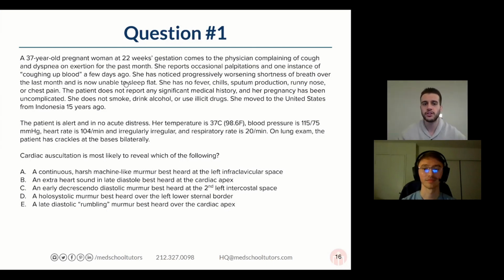So what they're referring to here with this inability to sleep flat is orthopnea. No fevers, chills, sputum production, runny nose or chest pain, no significant past medical history, pregnancy has been uncomplicated.